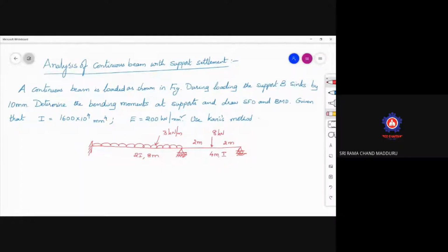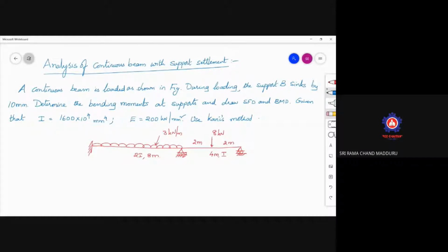Now in this class I am starting with this problem. A continuous beam is loaded as shown in the figure. During loading, the support B sinks by 10 mm, and we have to calculate the final end moments at the supports, as well as draw the shear force diagram and bending moment diagram. Here the values of E and I are given.